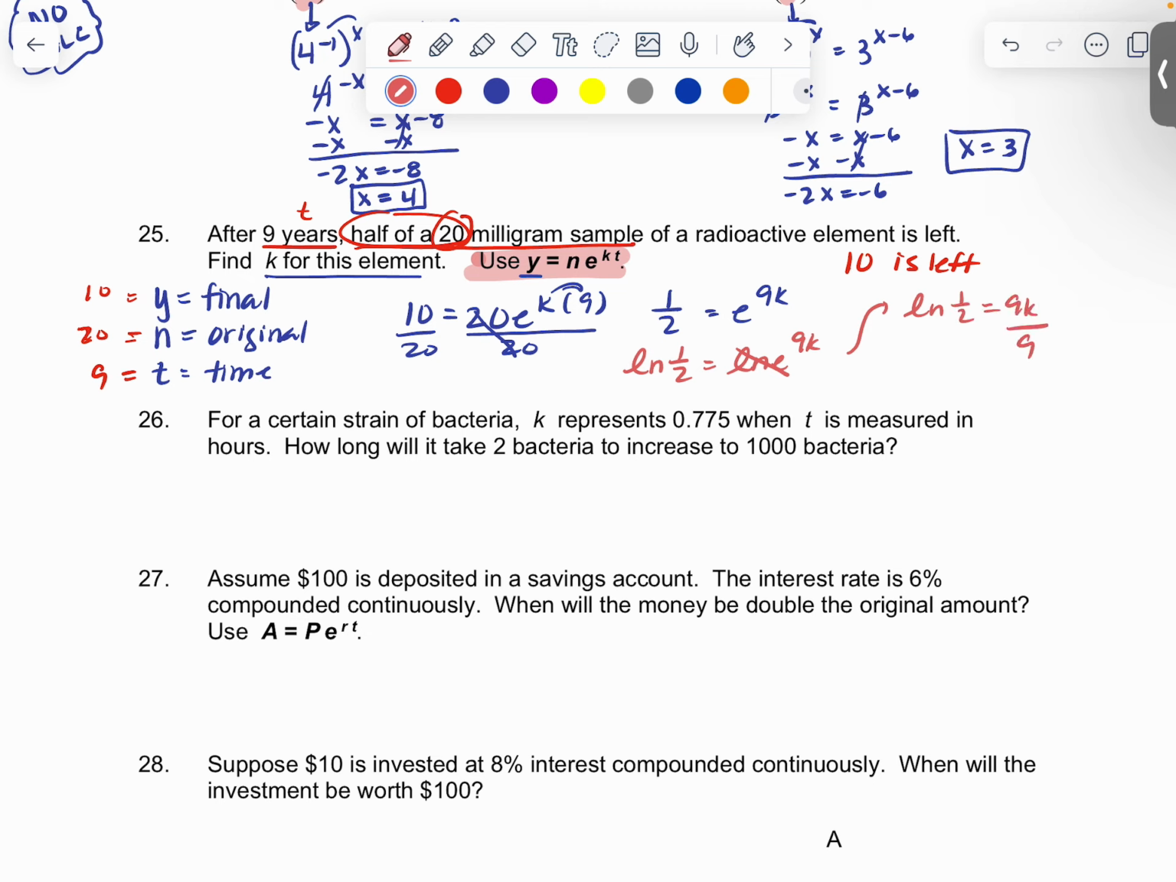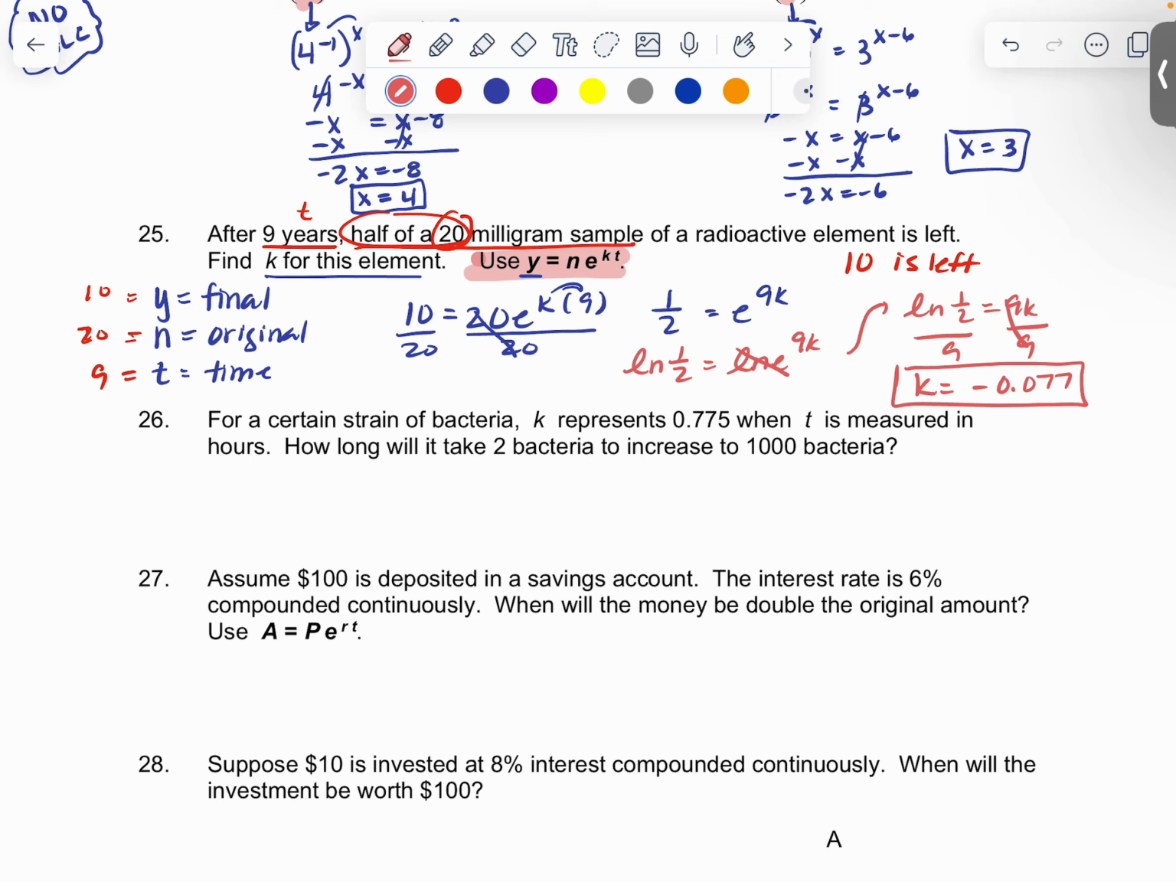And then divide both sides by 9. And then just plug this into your calculators. Let me plug it into mine. Do it with me. Make sure you understand how to do it. So you have ln. Remember, ln is right below the logarithm on your calculator. 1/2 is 0.5. You can plug it in that way and then divide it by 9. And it came out to be negative 0.077. Remember I said K should be negative because it's decaying, and it was.